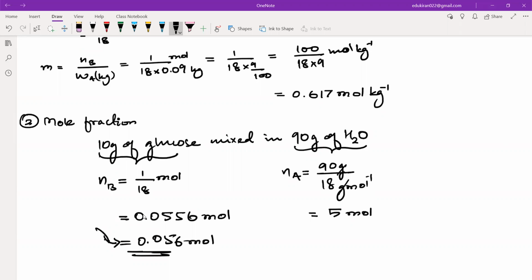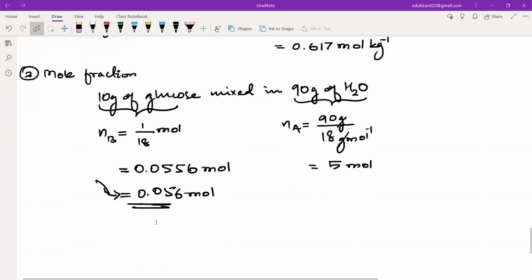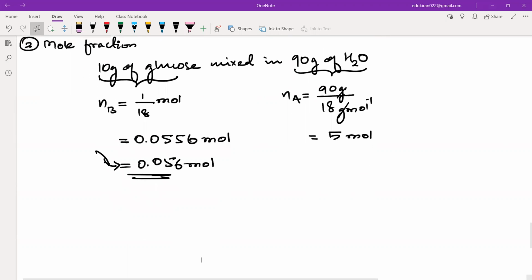हंड्रेड करें ना, 20 बाहर है. हाँ ठीक है, 0.056 ही होना चाहिए. Please confirm this, guys. Yes, sir, it's right. Fine. चलिए ठीक. Now we can calculate the mole fraction easily.